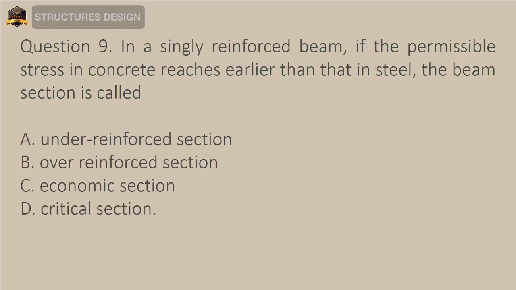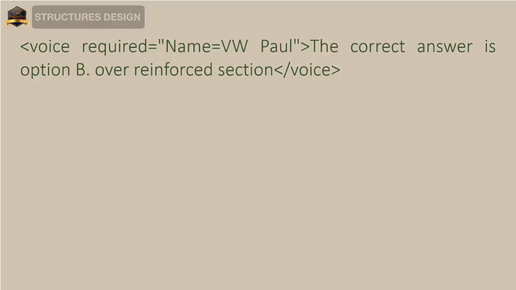Question 9. In a singly reinforced beam, if the permissible stress in concrete reaches earlier than that in steel, the beam section is called: A, under-reinforced section; B, over-reinforced section; C, economic section; D, critical section. The correct answer is option B, over-reinforced section.